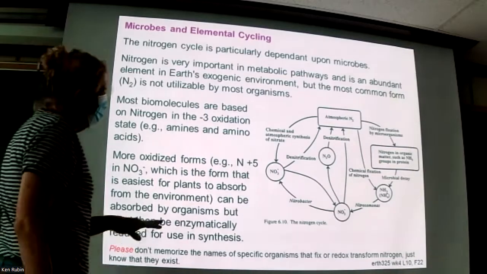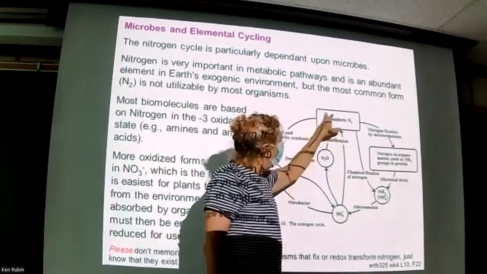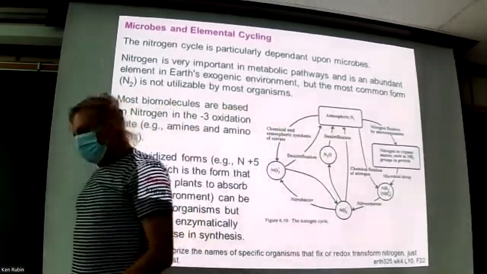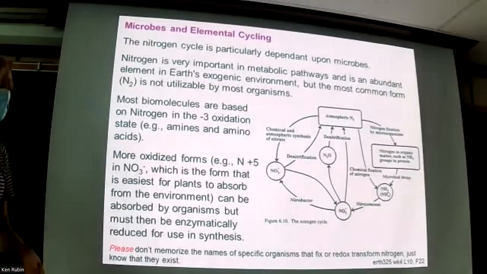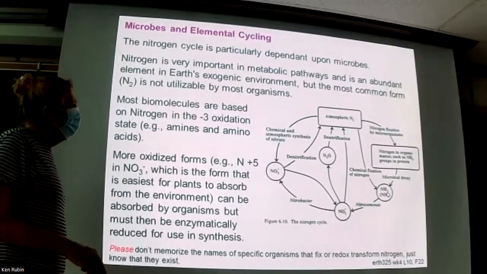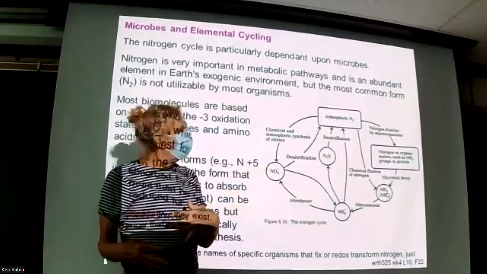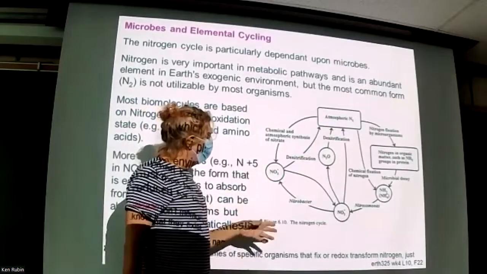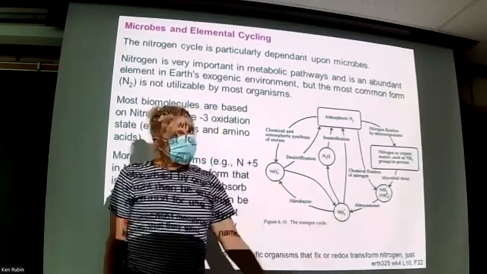You don't have to memorize any of the names of any of these things, but most of the nitrogen on the planet is in this form of N2, which we breathe in and out all day. We don't transform it. It's not biologically reactive, but nitrogen is one of these critical nutrients. And so there are some organisms that can take this nitrogen and make it into forms that other organisms can use. The forms that they like the most are nitrate and nitrite.